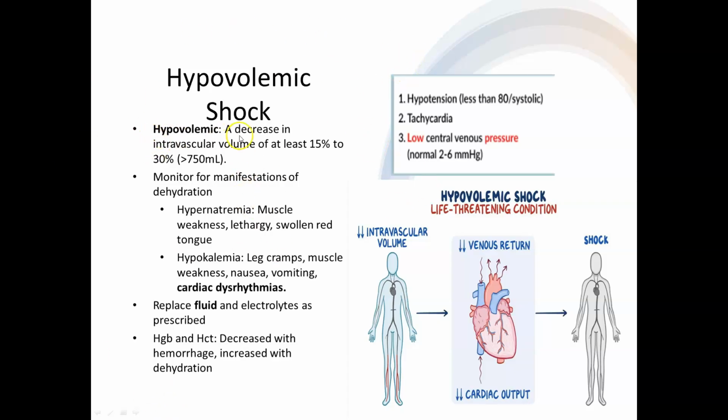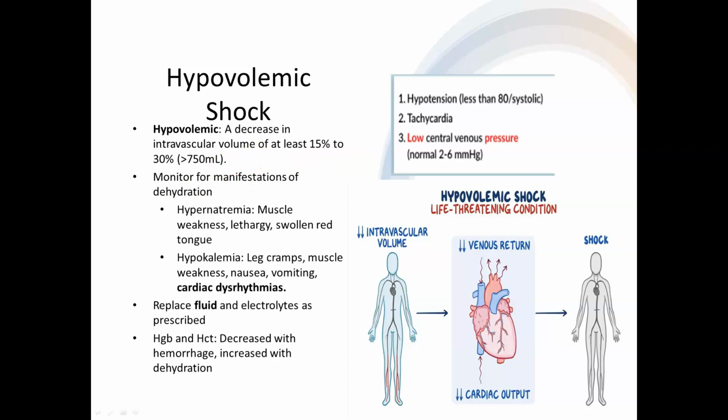Usually, it requires a decrease in intravascular volume of at least 15% of your total volume. It doesn't sound like a whole lot, but you're talking about 500 to 1,000 milliliters of fluid that you are losing to help with cardiac output. So if I go from 4 liters a minute to 3 liters a minute for the cardiac output, obviously I'm not perfusing as effectively as I should.